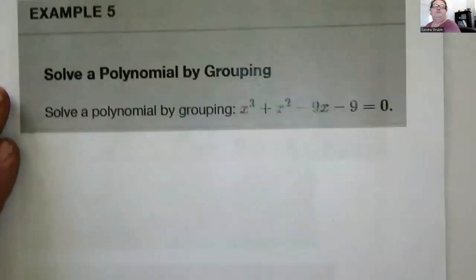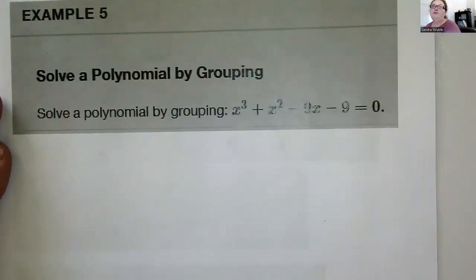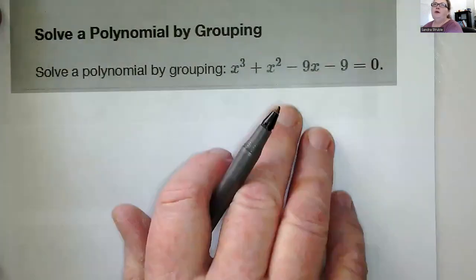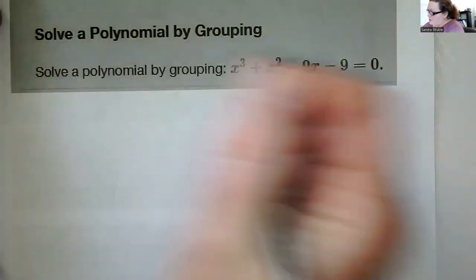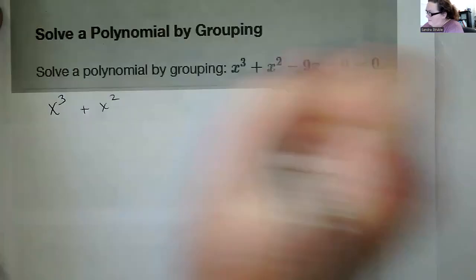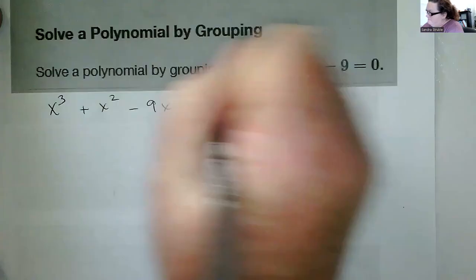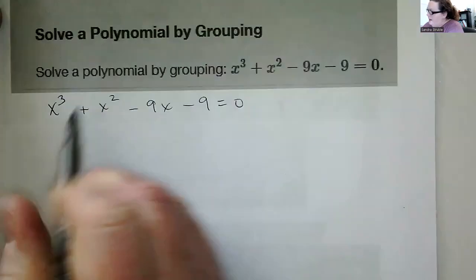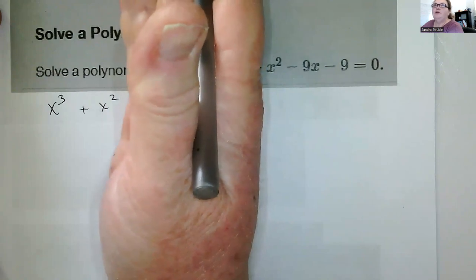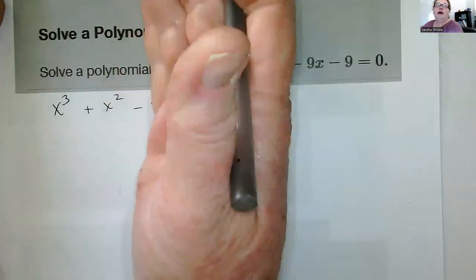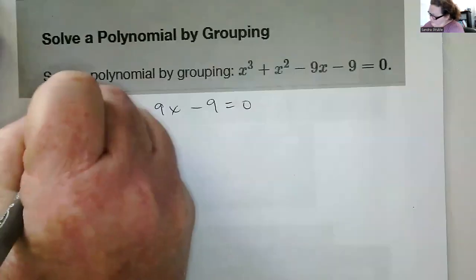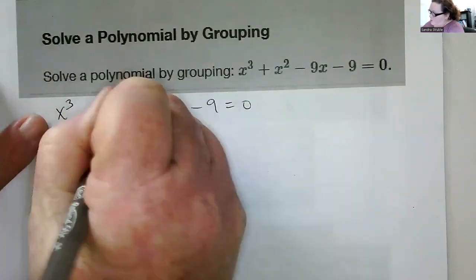Number 5. Solve the polynomial by grouping. Okay, given 4 terms in your polynomial equal to 0, I'm going to just rewrite it real quick. And I only look at the first 2 terms. What do they have in common that I can factor out? Okay, and I can factor out an x squared. And I'm left with x plus 1.